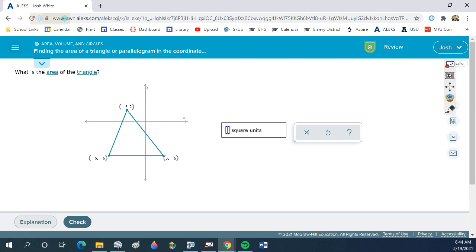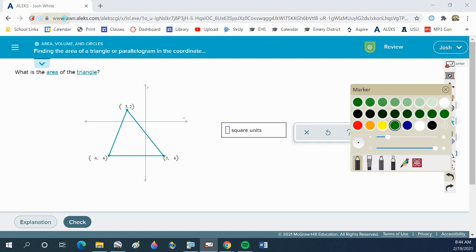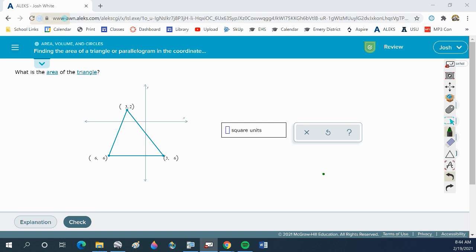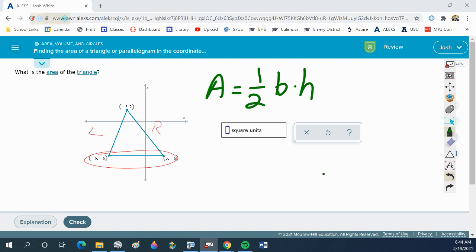Okay. What is the area of this triangle? Does anybody remember the area formula for a triangle? Close. Area equals 1/2 base times height. Okay. And what do we mean when we say base times height? Well, this will be the base. And what's the height? Would it be the left side or the right side? Nope. It's actually neither.